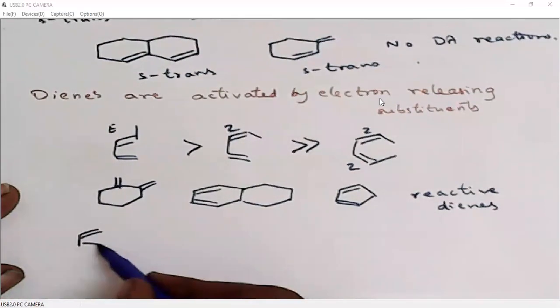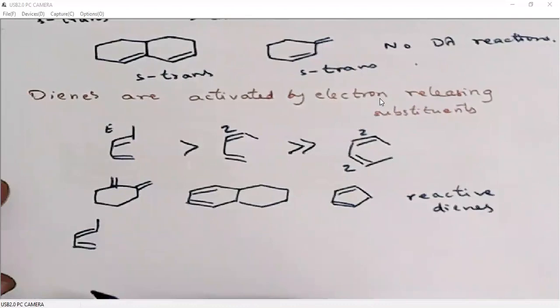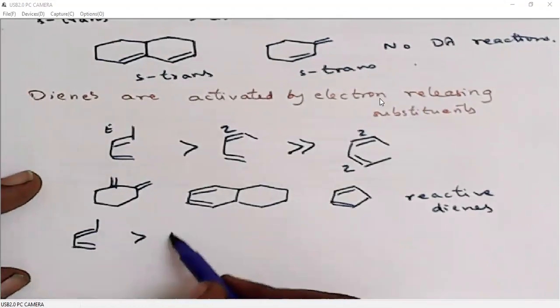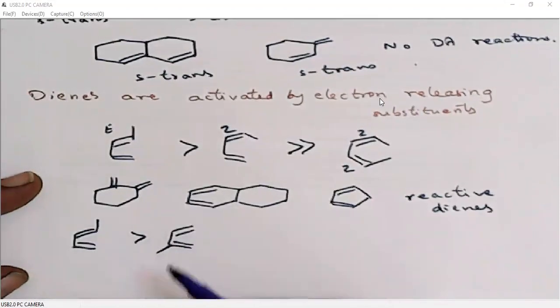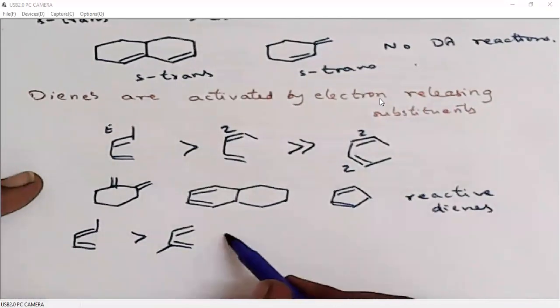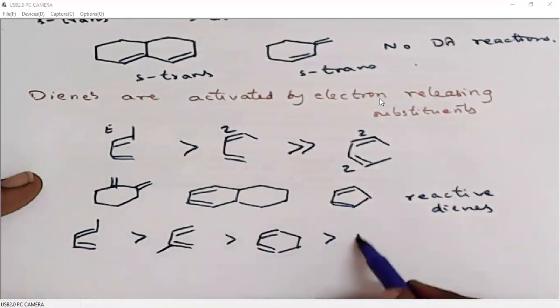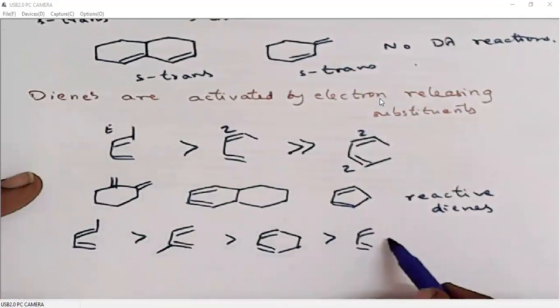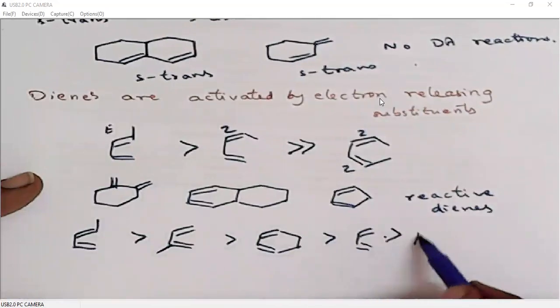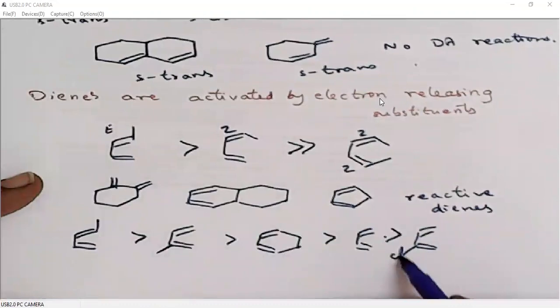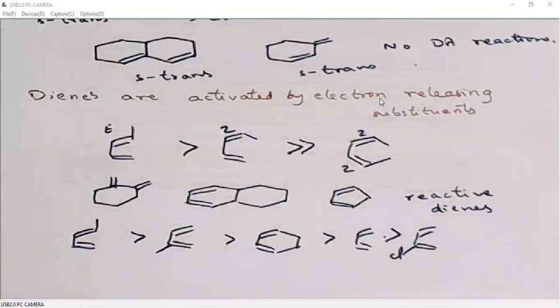When we look at the reactivity comparison, terminal substituted is more reactive than internal substituted. And if you have more number of substituents, then they are even more reactive. When we have an electron withdrawing group, this is less reactive. Okay. So terminal is more substituted, but because it is Z configuration, it is less reactive.